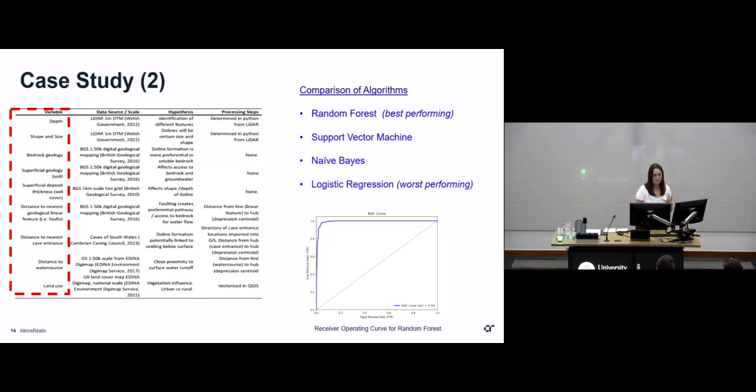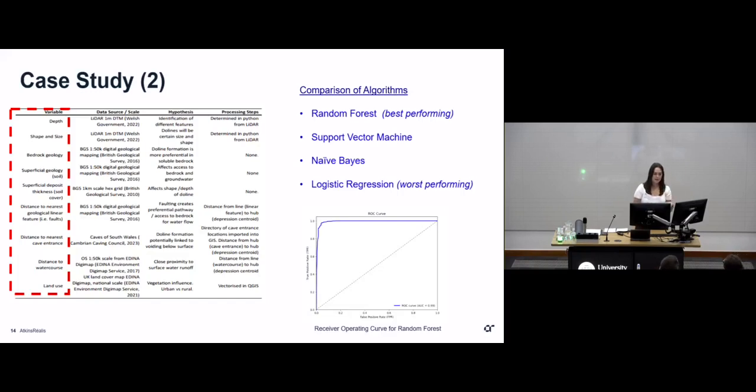So in terms of random forest and support vector machine, they were both very good, but the accuracy and prediction were better for random forest marginally. So the ROC curve there is for the random forest. I also used 5-fold cross-validation.